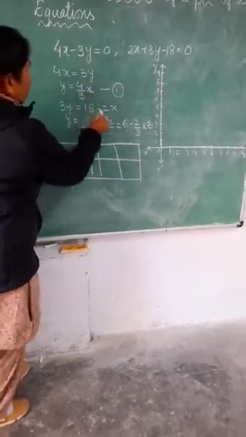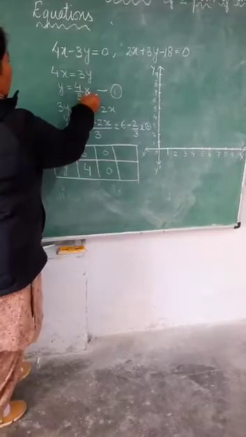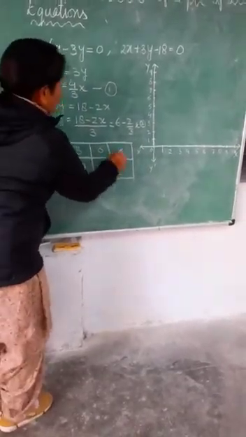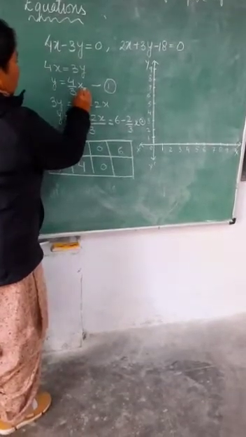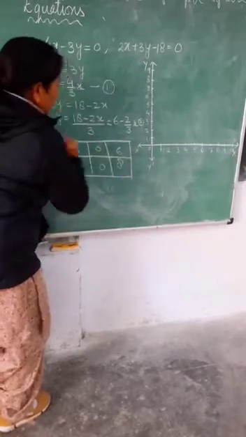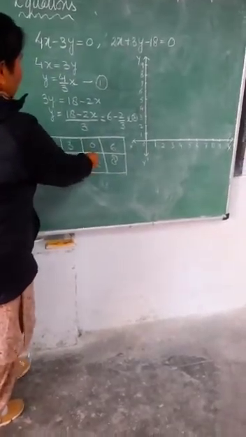If we get 0 over here, then the value of y will also be 0, because 0 multiplied by any number is equal to 0. And if we put 6 in place of x, then 3 2s are 6 and 4 2s are 8. This value will come. And then we can locate these points on the graph paper.